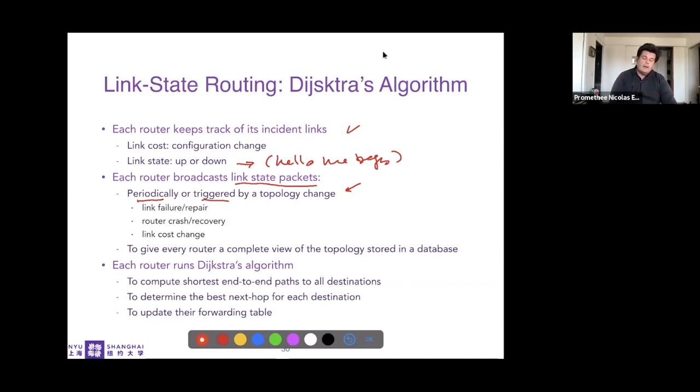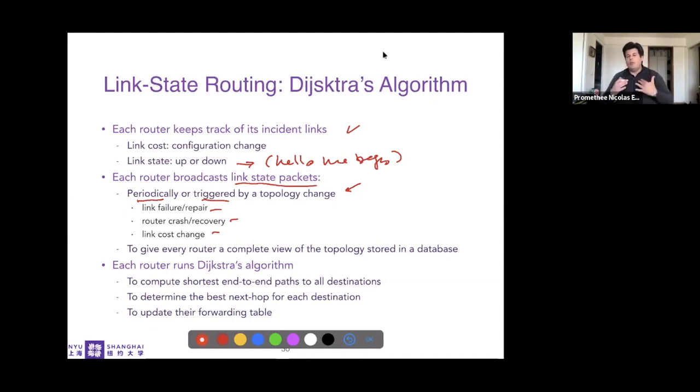So as I said, a link failure or repair, a router crashing, one of my neighbors having crashed or been rebooted so it's back up again, or the admin manually changing the cost of the link. All right. So why do we need the link state?